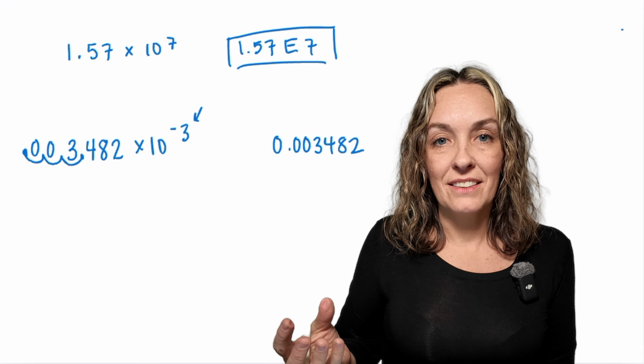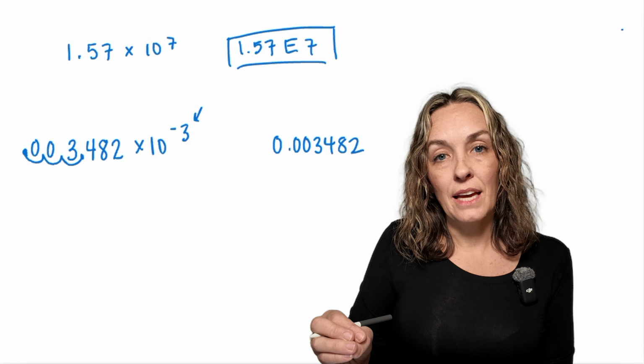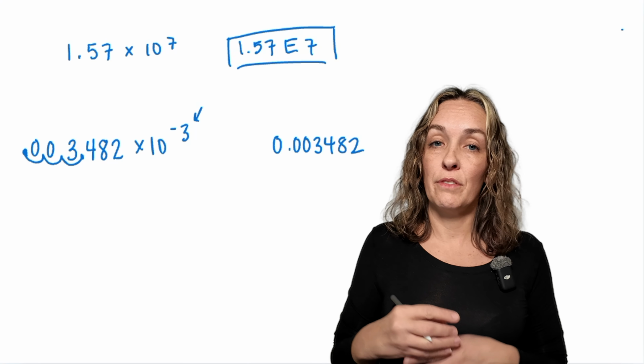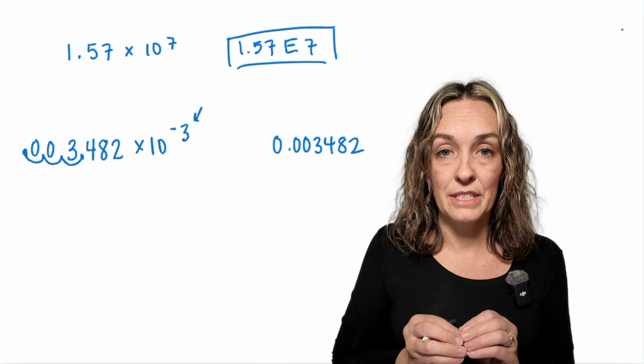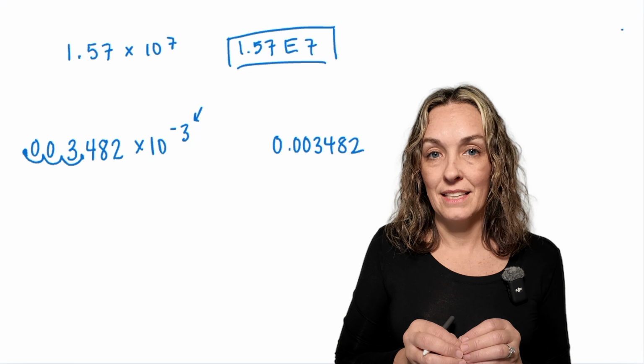I hope this helped clear up some of your questions with scientific notation. Remember that in chemistry, we use numbers that are very, very large and numbers that are very, very small. So this is helpful to know, especially when you are dealing with things like the mole.